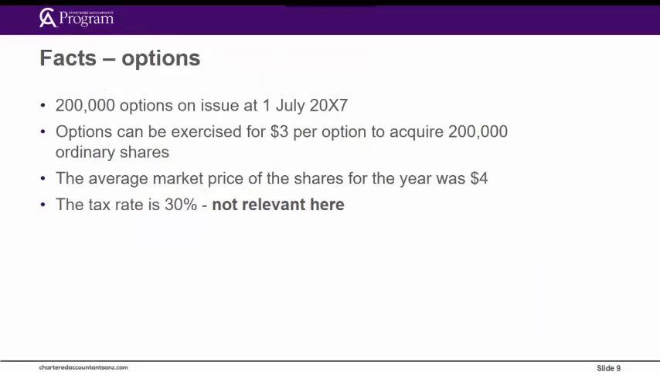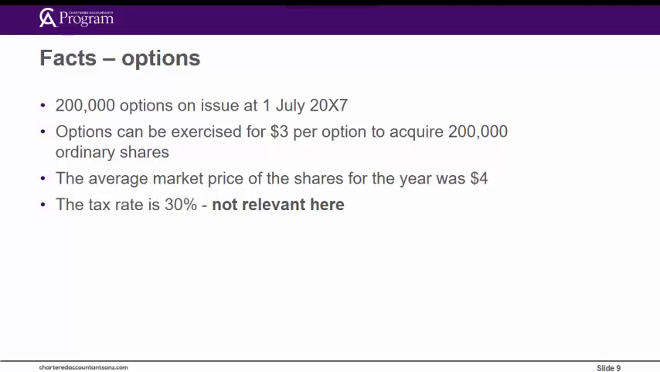And lastly, looking at our options. Let's say I've got 200,000 options that are on issue at 1 July 20x7. The options can be exercised for $3 per option. That means the option holders have to pay $3 in order to acquire 200,000 ordinary shares. The average market price of the shares during the year was $4. And again, the tax rate isn't relevant here because options are an equity instrument.